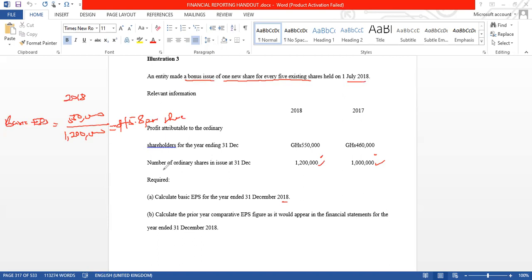We now need to go through and tackle the B part of the question, which says that we should calculate the prior year comparative EPS as it would appear in the financial statement. Remember, we need to find our bonus fraction. And like I said, you take the EPS of the previous year and multiply it by the inverse of your bonus fraction. If we wanted to do 2017, it is straight away 460,000, and we need to divide it by 1 million.